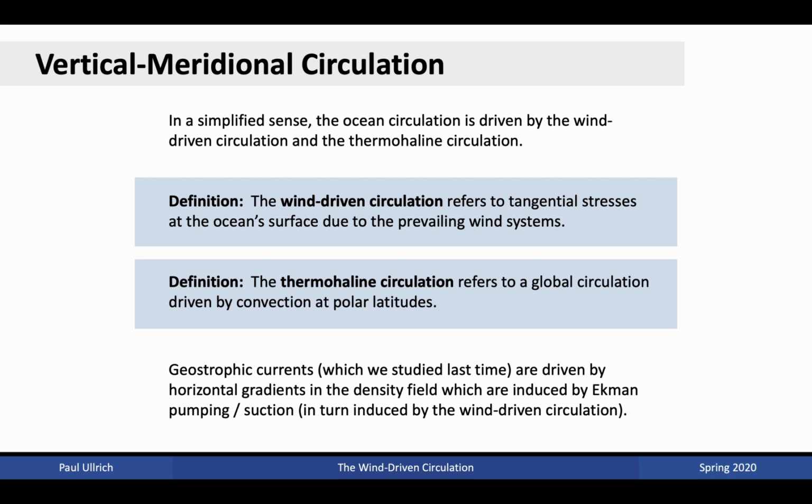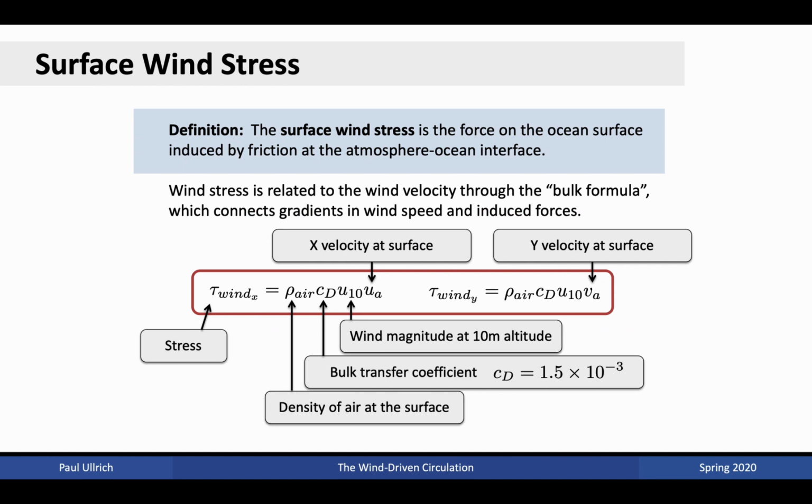Geostrophic currents that we have discussed to date are driven by horizontal gradients in the density field. These horizontal gradients in the density field are induced by Ekman pumping and suction. That is, it's induced by vertical motions that occur because of near-surface friction. This near-surface friction is induced by the wind-driven circulation. Let's study this in a bit more quantitative detail.